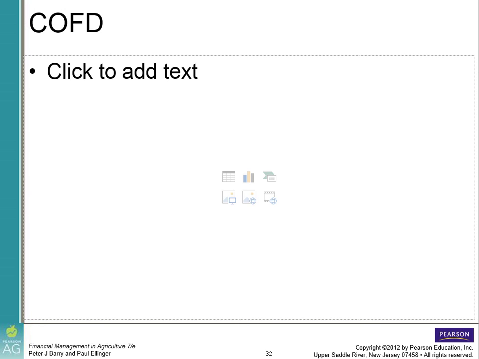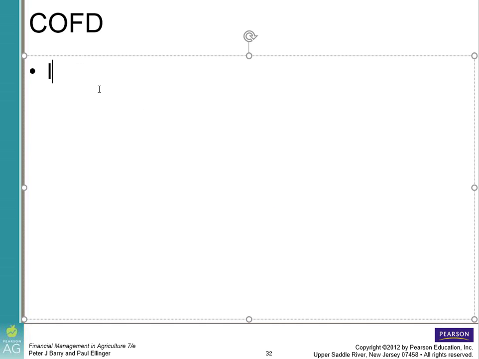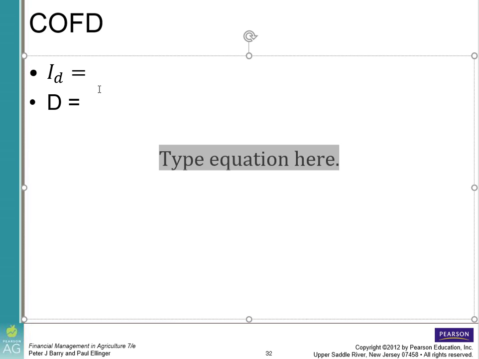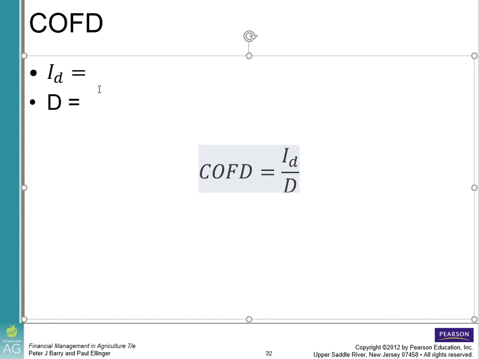COFD. Okay, so this then is simply going to be three things again. All you need is ID, you need average liabilities, okay? Farm liabilities. Don't do average liabilities, do average farm liabilities, okay? And then of course the formula is simply COFD equal to ID over D, okay?